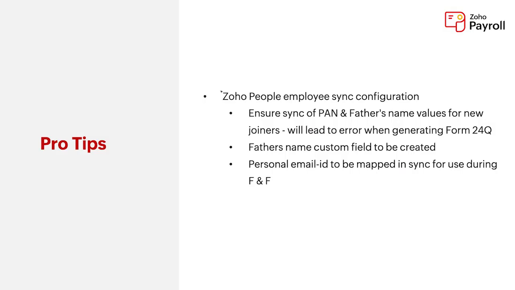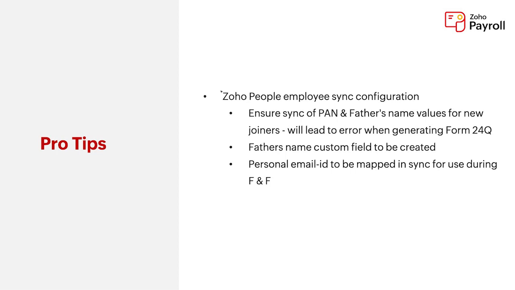We would like to share some of the pro tips surrounding Zoho People integration. So if you are using Zoho People with your Zoho Payroll account, please ensure that PAN number and father's name fields are updated for all of your employees, as if not updated, this will lead to errors when we are generating the Form 24Q. Also note that father's name is not a default field in your Zoho People account. This has to be created manually.